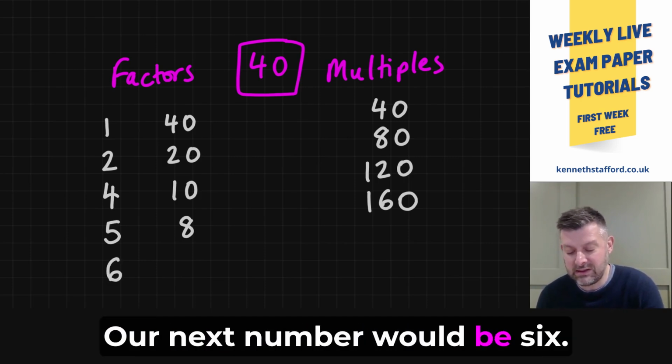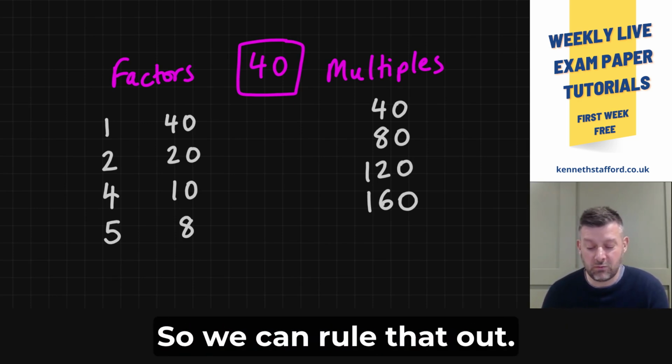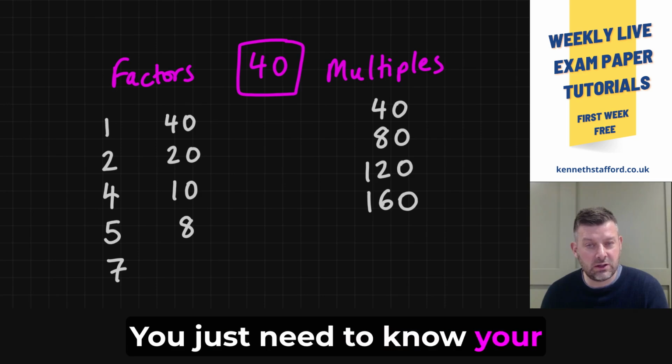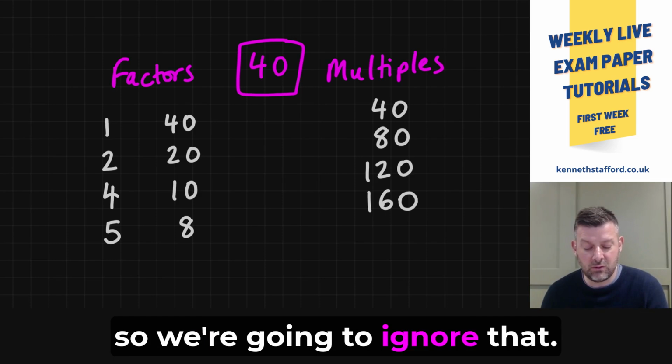Our next number would be 6. Now, because 3 didn't go in, 6 isn't going to go in, so we can rule that out. And then we try 7. Again, you just need to know your times tables here. But 7 is not a factor of 40, so we're going to ignore that.